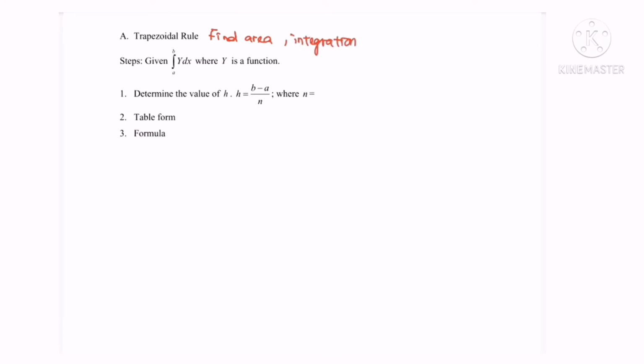Or we can say the summation of the situation where we have the number of strips. So it refers to the step given where we integrate the function y with respect to x for the limit a to b, where y is a function. So if we have the situation, number one is to determine the value of h, where h is equal to b minus a over n, where n is equal to the number of strips, or we can say the sub-interval, or we may say the number of parts.